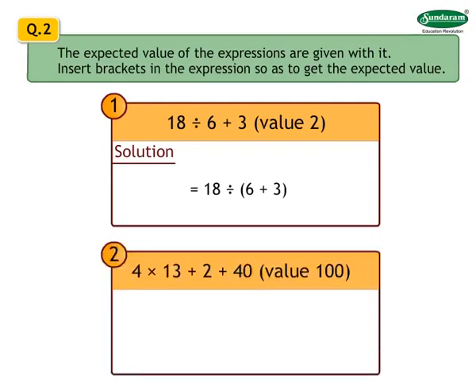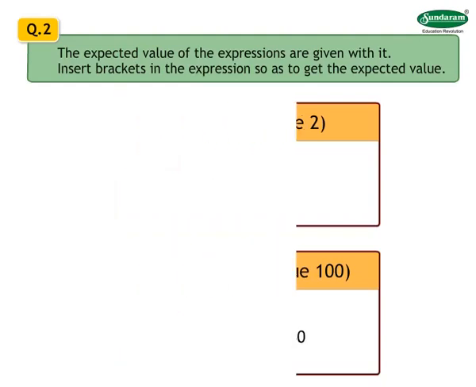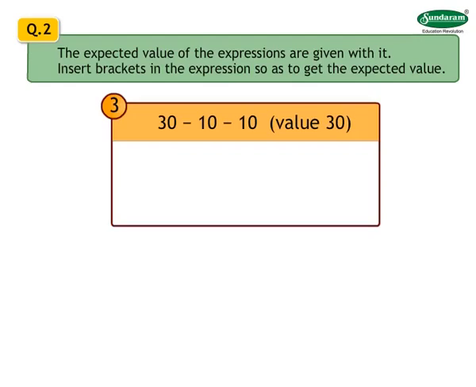Number 2. 4 into 13 plus 2 plus 40. Value is 100. Solution. We will insert simple brackets for 13 plus 2. Therefore, the expression will be 4 into (13 plus 2) plus 40. Number 3. 30 minus 10 minus 10. Value is 30. Solution. According to the rule, we will insert simple brackets for 10 minus 10. Therefore, the expression will be 30 minus (10 minus 10).